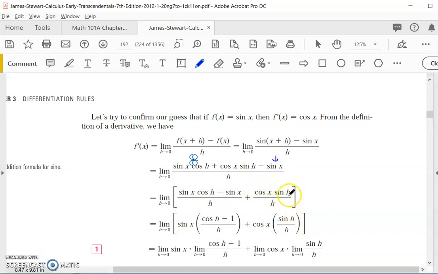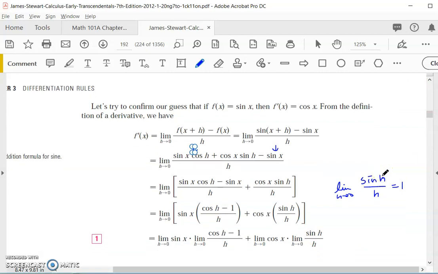Now the second one is really good, because you can just write sine h over h, which we remember: the limit as h approaches 0 of sine h over h, that we proved, is equal to 1, right? In our case we use the variable x, but it's the same. So this becomes 1. Our problem is with cosine h minus 1 over h. What would this equal to? So we'll do the limits one by one: the limit of sine x, the limit of cosine x, and the limit of this one, which we know is 1.